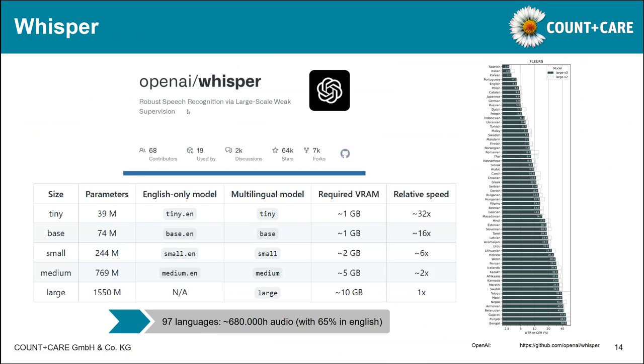They released this AI 1.5 years ago, and it's really capable of many languages. It understands almost 97 languages, and it is trained on around 680,000 hours of audio. Most of it is in English, so it will perform almost the best in English. On the right side here, you can see a test which was run on a labeled data set, so you can see how well it performs.